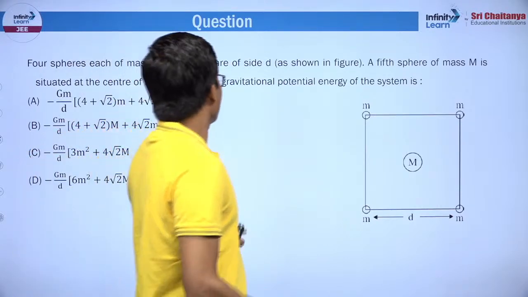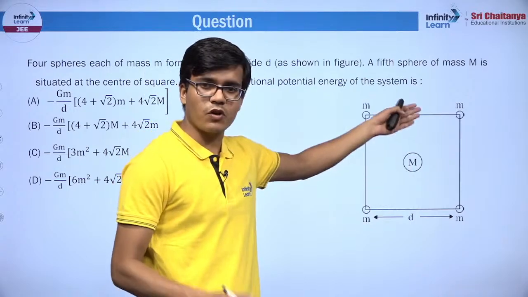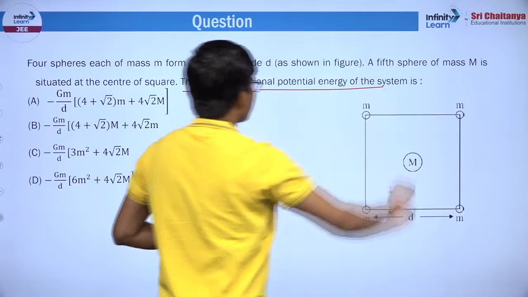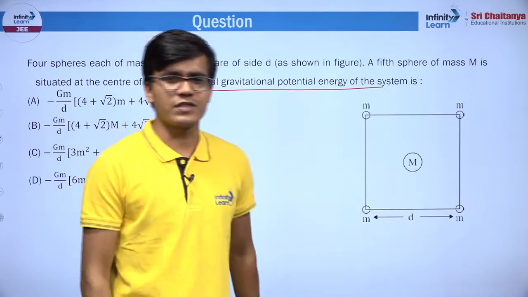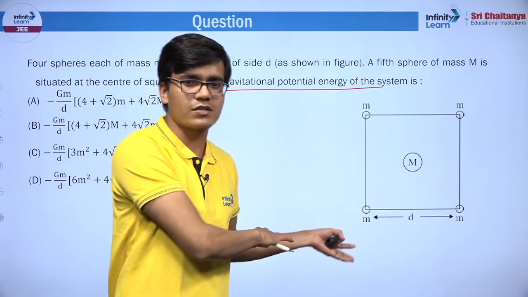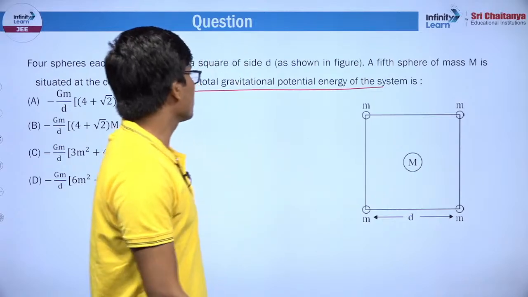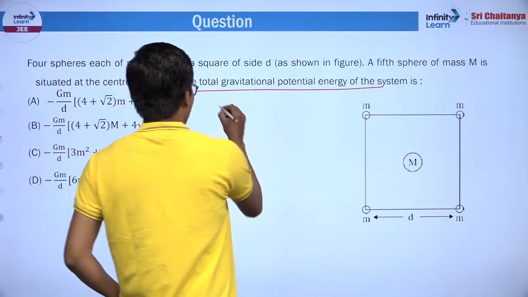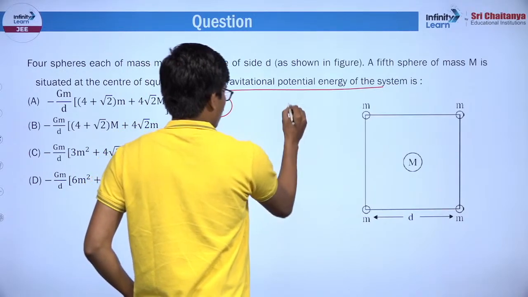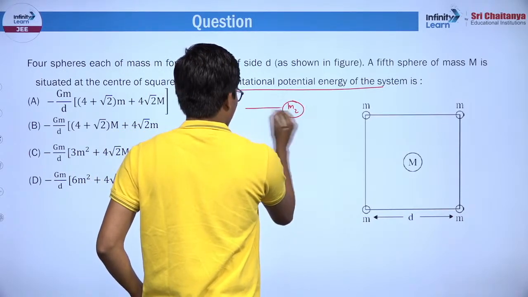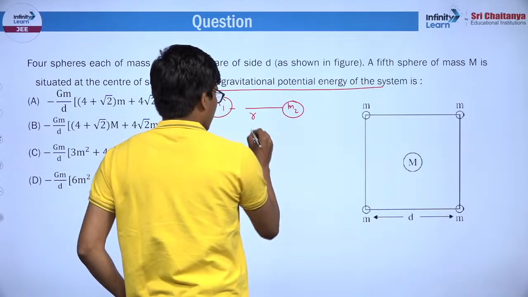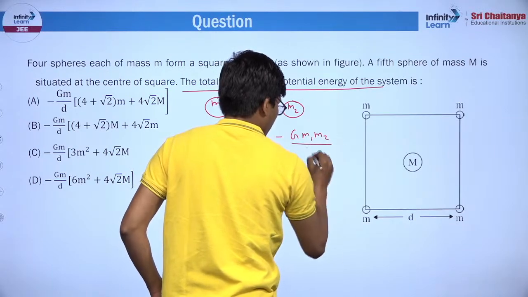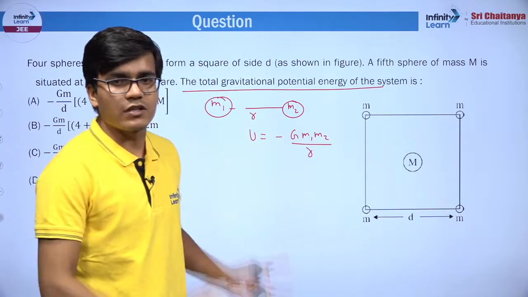In this question, a system of 5 masses is given to you, and what you need to calculate is the total gravitational potential energy of the system. We do a similar question in electrostatics also, right? So here you need to find the total gravitational potential energy, and how to write the interaction potential energy between two masses in gravitation. If there is a distance r, you write minus G m1 m2 by r, right? This is the general formula.